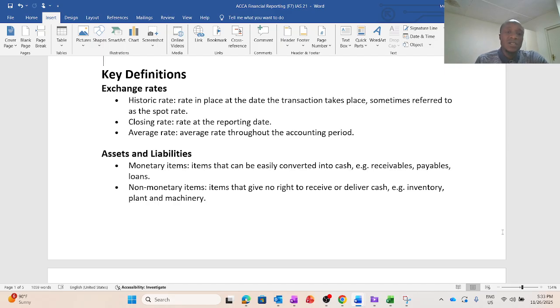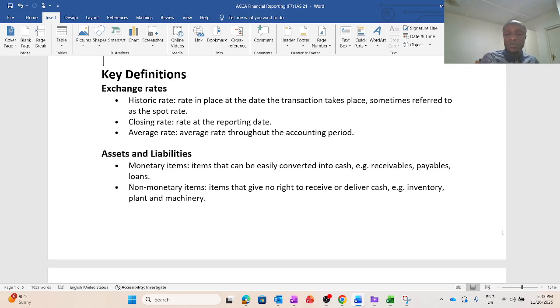Then we are going to look at the different types of exchange rate that we have. First, we have the historic rate, the rate in place at the date the transaction takes place. For example, if I purchase an item from a supplier, on that date, the exchange rate is what we refer to as the historic rate. Sometimes it is referred to as the spot rate, but it might be different. For instance, if I purchase an item from a supplier today, let's assume, based on my previous example, the rate is 20 leones per dollar. This is a historic rate.